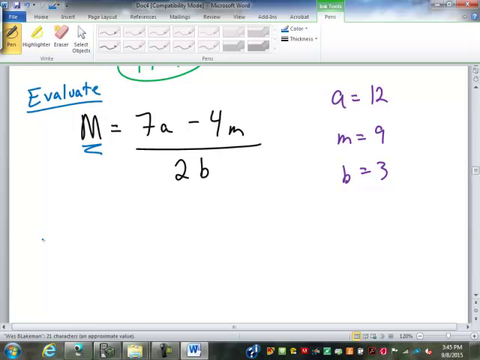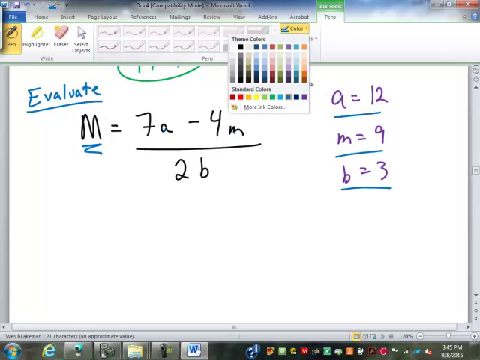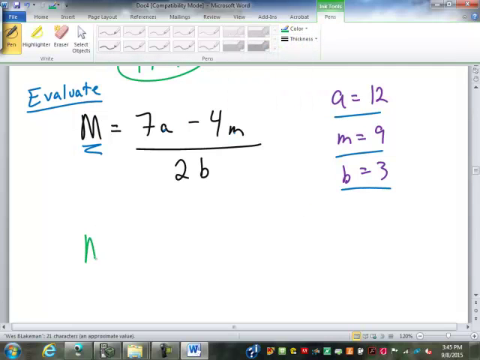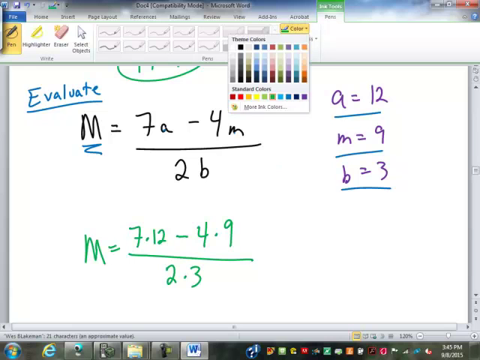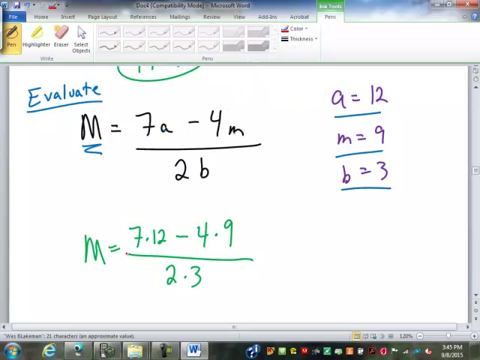To do that, we have to replace the variables that we have here with the values we're given over here. So M equals 7A is going to become 7 times 12 minus 4M is going to be 4 times 9. And all over 2B becomes 2 times 3. And now it's just order of operations from here. Just like in any other order of operations problem, we have the fraction bar, which is an enclosing symbol. So we have to do everything on top first.